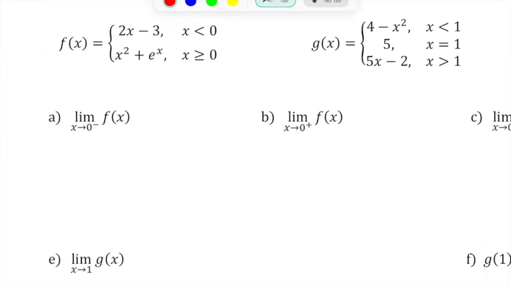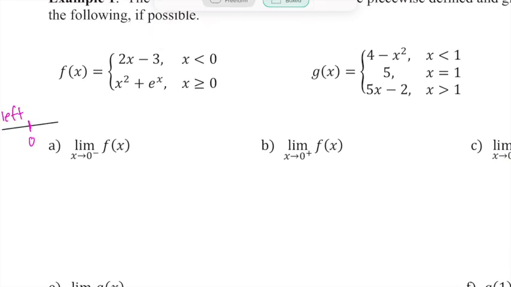The first one says the limit as you approach 0 from the left of f of x. That means we are less than 0, because if you're approaching from the left of 0, you're going to be less than 0. So in our piecewise function, left of 0 is this part here, when it's less than 0. We use this equation to evaluate this limit, substituting 0 into our equation, and that equals -3.